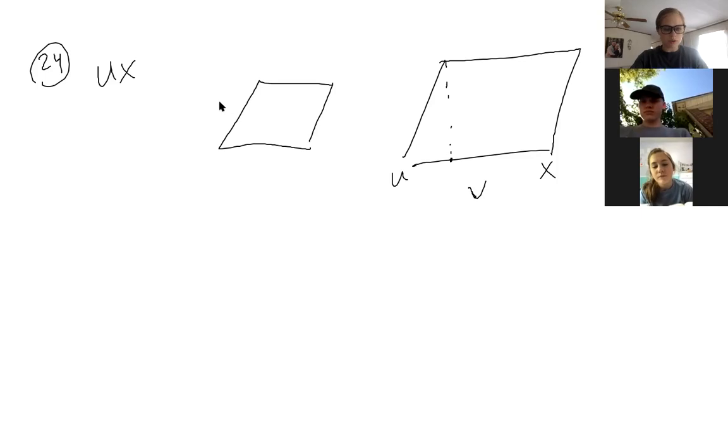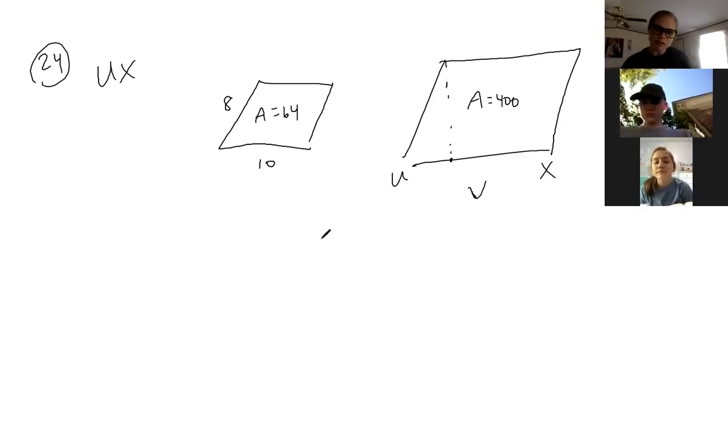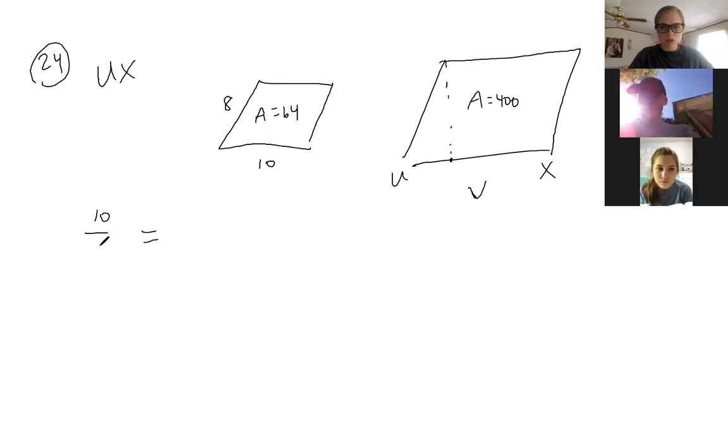So we're finding side UX. Well, over here we know that this side is 8. This side is 10. The area is 400 square millimeters. And this area is 64 square millimeters. We can use the areas of parallelograms to set proportions up. So side 10 corresponds to side, or the length of V, because we're trying to find UX. So proportionate sides, corresponding sides, 10 over V.